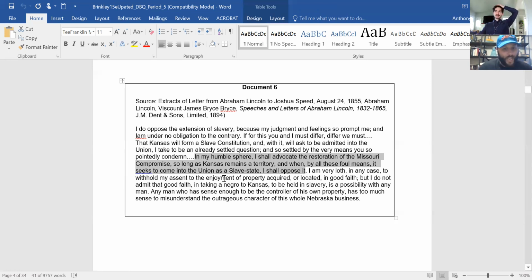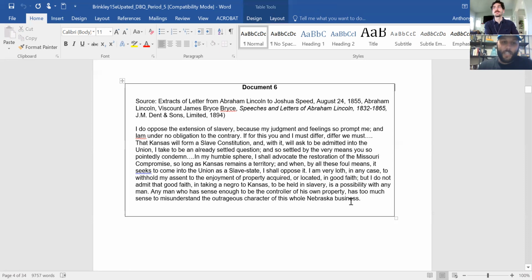And he also says, I do not admit that taking a Negro to Kansas to be held in slavery is a possibility with any man. So he's like, also, I don't believe slavery is morally acceptable. And so he's like, politically, this is my view. That's socially worse. To me, that's worse. Absolutely, because it's like, where's the strength in your convictions? That's more egregious, but yeah. So I think that's interesting as well.